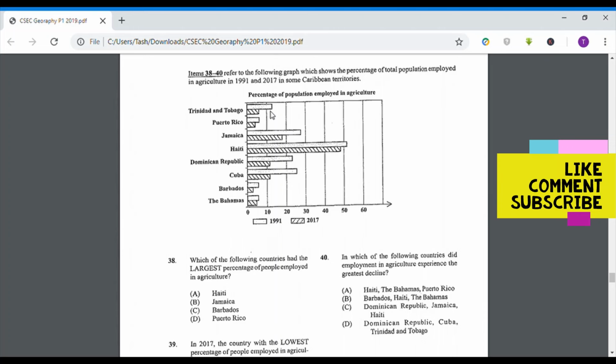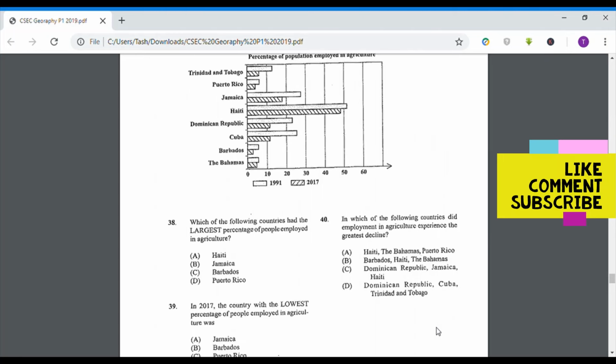The options are Haiti, the Bahamas, Puerto Rico. We can look at the graph first. So Haiti did not have much of a decline. The greatest decline in this one, we are seeing a large decline in Cuba, large decline in Dominican Republic. So we can start looking at our answers to see which one has Cuba and Dominican Republic, because they have the greatest decline. And that would have been letter D for number 40. Dominican Republic, Cuba, and Trinidad and Tobago. That would have been our answer for number 40.